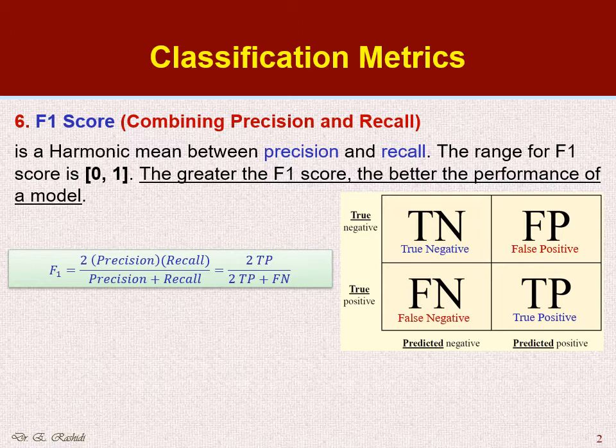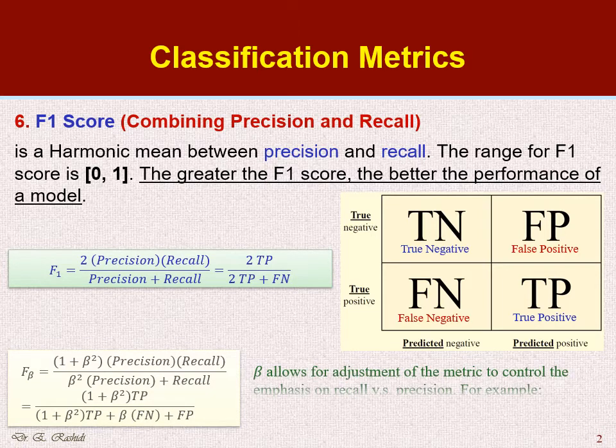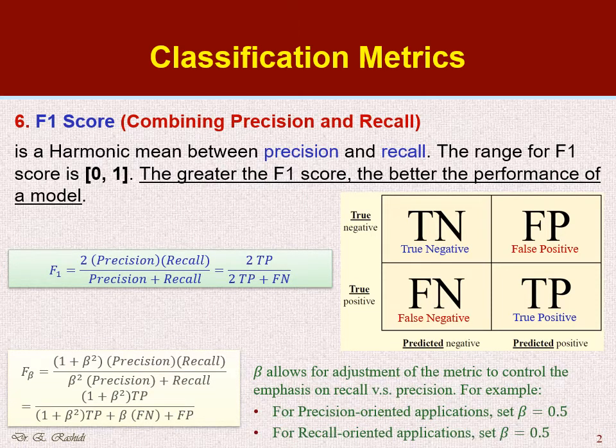There is a more general formula for F score, which we denote by F beta score, and that's equal to 1 plus beta squared, multiplied by precision multiplied by recall, divided by beta squared multiplied by precision plus recall. Or in terms of true positive and false negative, it's going to be 1 plus beta squared multiplied by true positive, divided by 1 plus beta squared multiplied by true positive, plus beta squared multiplied by false negative, plus false positive.